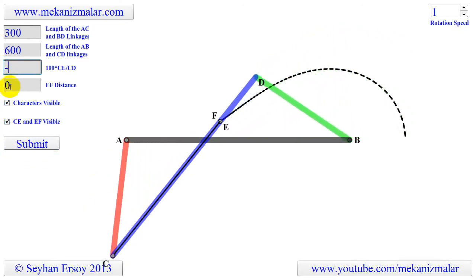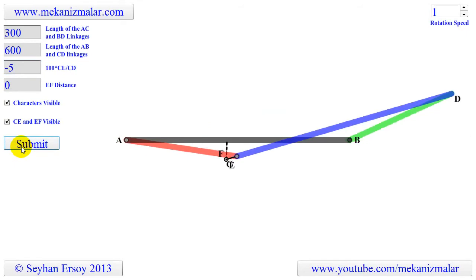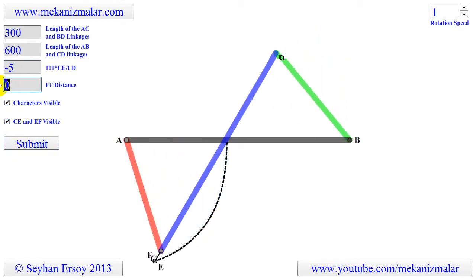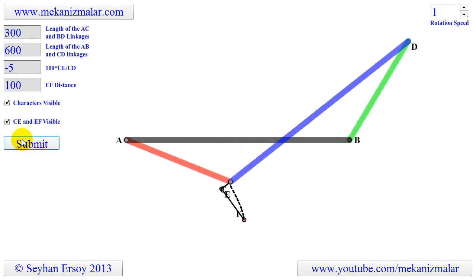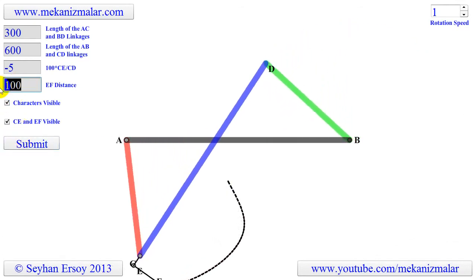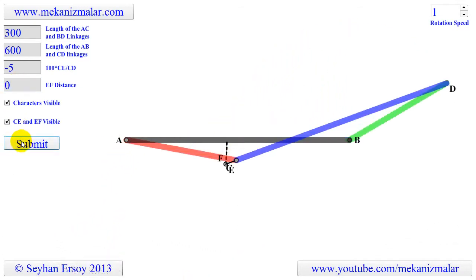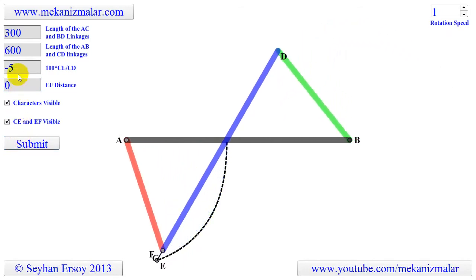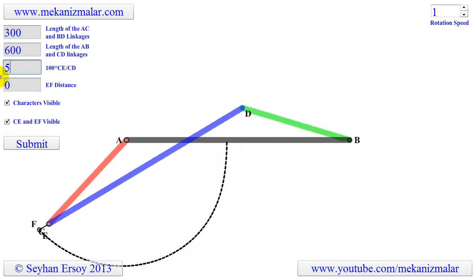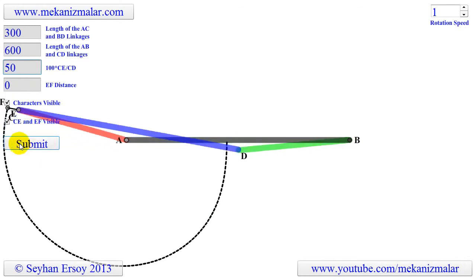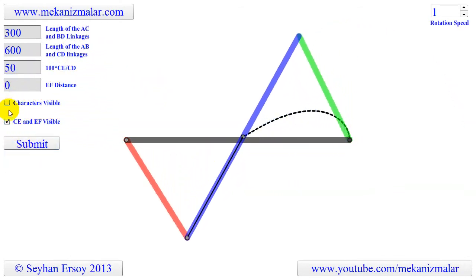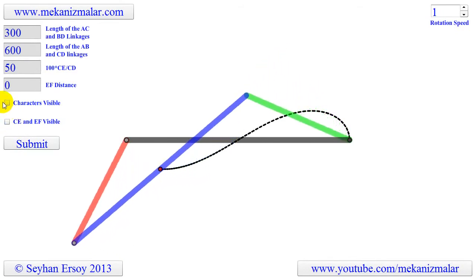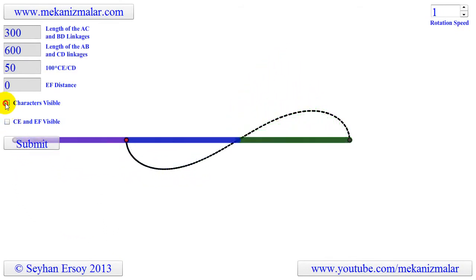The character F represents the location of drawing point. As you can see, it is initially set to 0. In this case E and F overlap. Any positive or negative number takes F away from CD line such that F is perpendicular to the CD linkage. You can see the lengths of CE and F by checking the corresponding checkbox shown here. Also you may make the characters invisible, if you like.